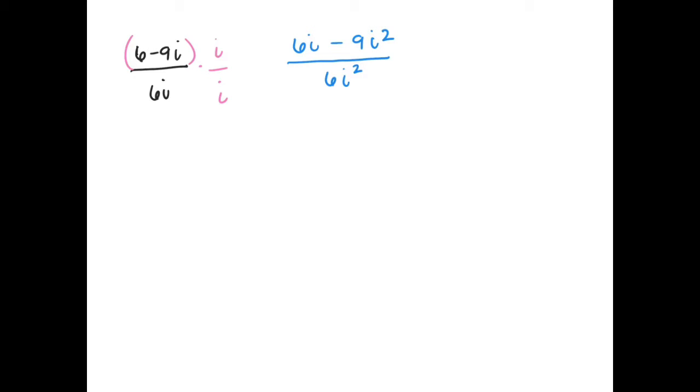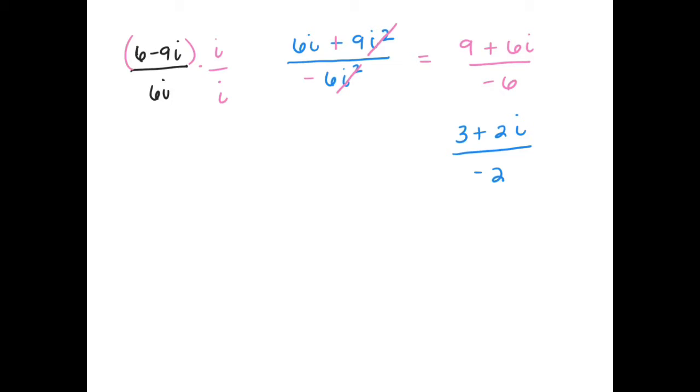Okay, now that we have this, let's take away our i squareds. So our i squareds are going to go away and change the sign up front. So now I have 9 plus 6i over negative 6. Now where you have to be careful is that 9 and 6 have a 3 in common, so I need to divide those out. When I divide those out, that's going to give me 3 plus 2i over negative 2.